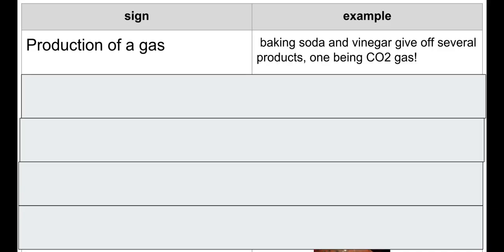One of these signs is a production of a gas. For example, we've all probably done that science experiment where you create a volcano in elementary school. That volcano is created by using baking soda and vinegar. Baking soda and vinegar give off several products from those reactants, but one of them is carbon dioxide gas. In case you forgot, here's a clip.